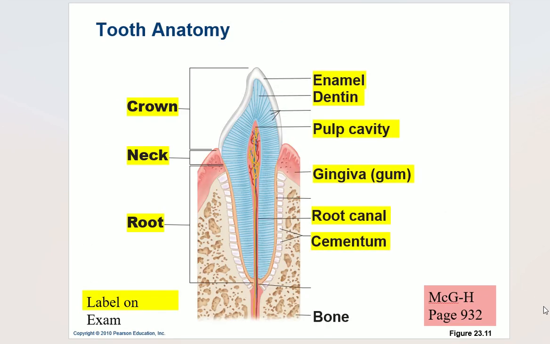Parts of the tooth. So the enamel is the outside. It is the hardest substance in the entire body. Dentin, which is right below the enamel, is a lot softer. The pulp cavity is the inside.